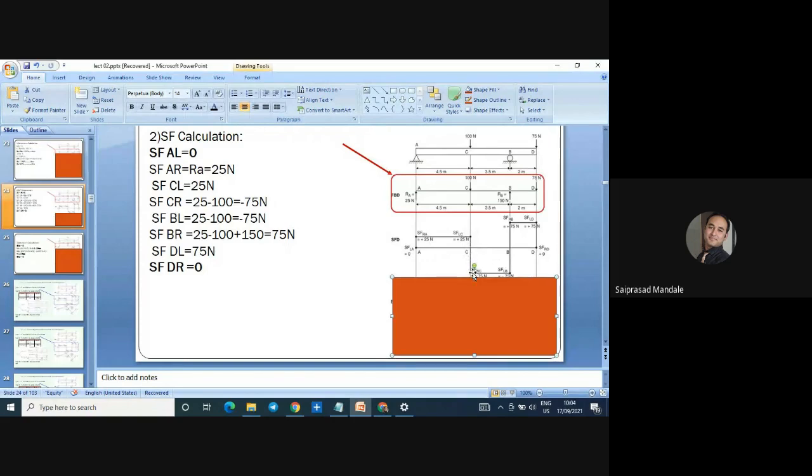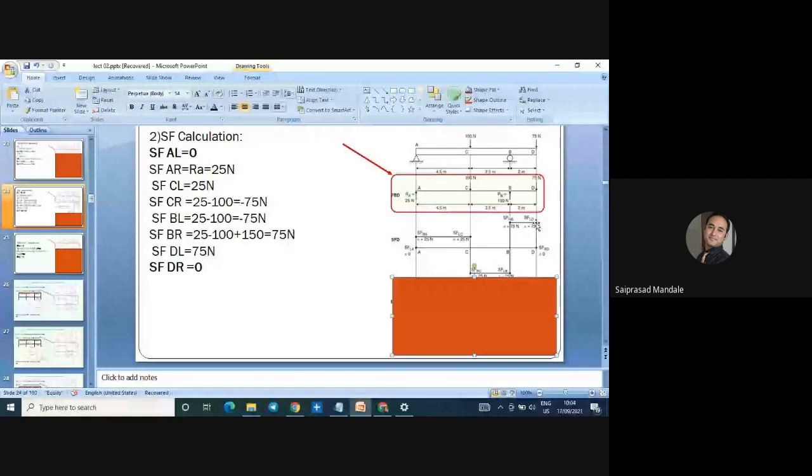Then left to the B, it is minus 75. The same. Right to the B, it is 75. So here it is going upward. Then left to the D, it is 75, and right to the D, it is 0. So in case of point loading, we are just drawing horizontal and vertical lines, and at every point you have to mention the intensity: 25, 25, 75, 75, 75, and all.